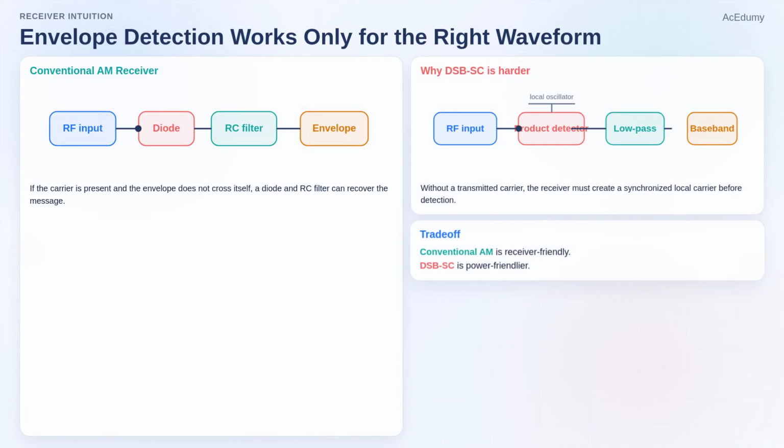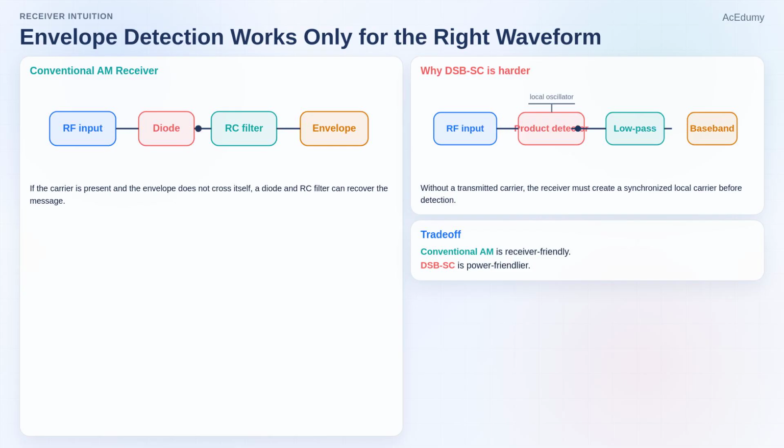This is why conventional AM became so attractive in early radio. If a carrier is transmitted and the envelope is well behaved, a very simple diode and RC filter can recover the message. The receiver only needs to trace the envelope.